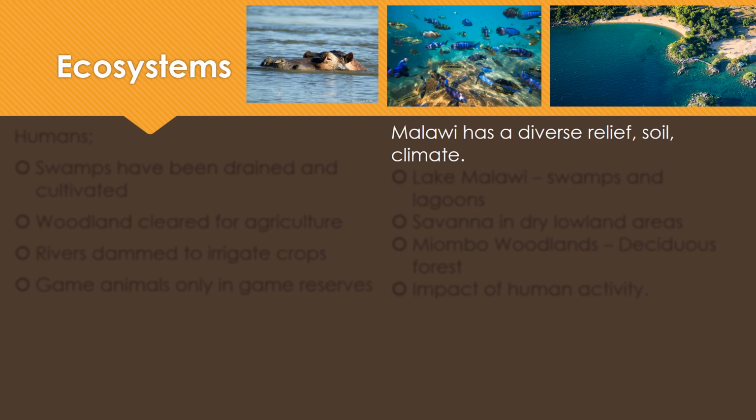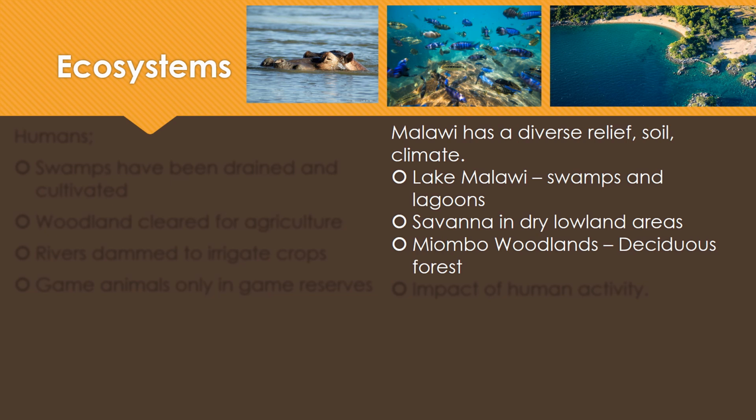So next up, ecosystems. Malawi has a really diverse relief, soil and climate. What we mean by relief is just the kind of general landscape. Soil is going to lead to different plants being grown there, and climate, from the last slide, we saw that it has quite a rainy, wet season and then drier parts as well, which is going to impact the types of things that you would find in the ecosystems.